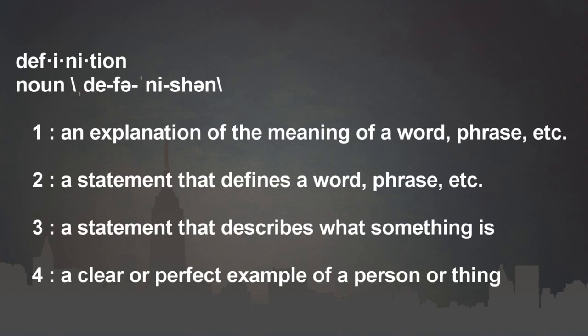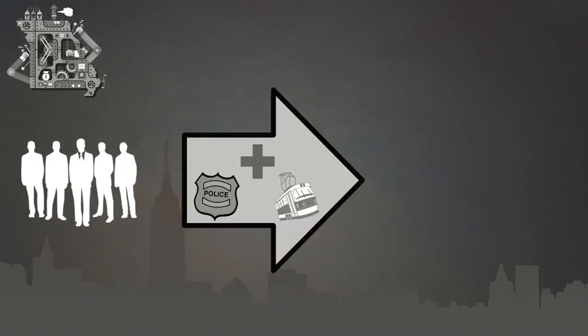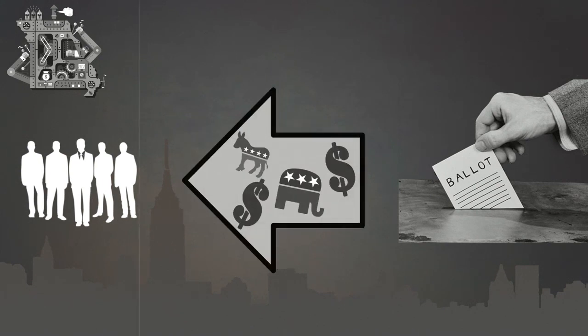Our section is called Governing the Great City, and one of its most important parts is the political machine. So what exactly are political machines? In a simple definition, a political machine is an organized group of people that offers services and other benefits to voters in exchange for political and financial support.